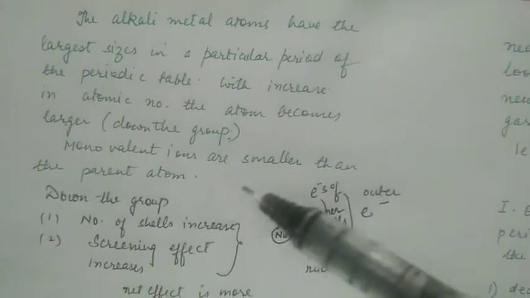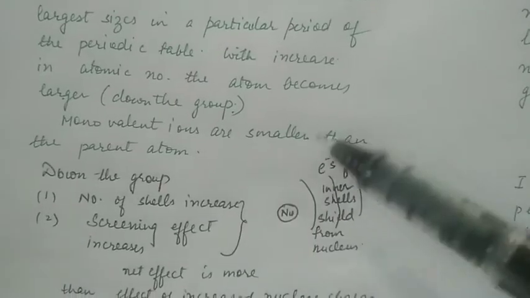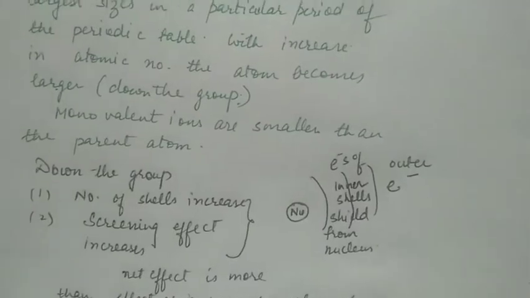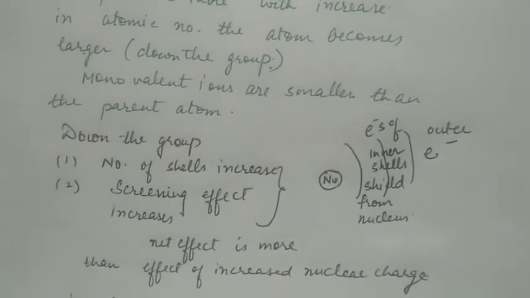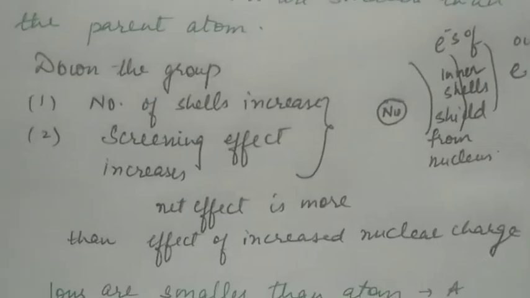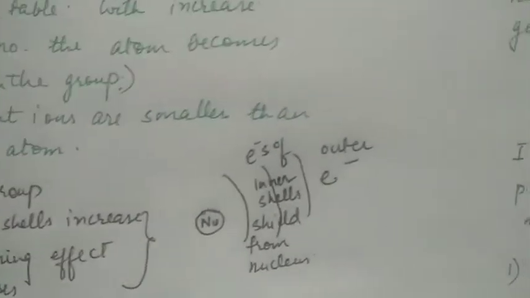The monovalent ions are smaller than the parent atom. The sodium atom will be big in size, but the sodium ion will be smaller in size. Why does the size increase down the group? Because the number of shells increases as we go down, and also the screening effect increases.